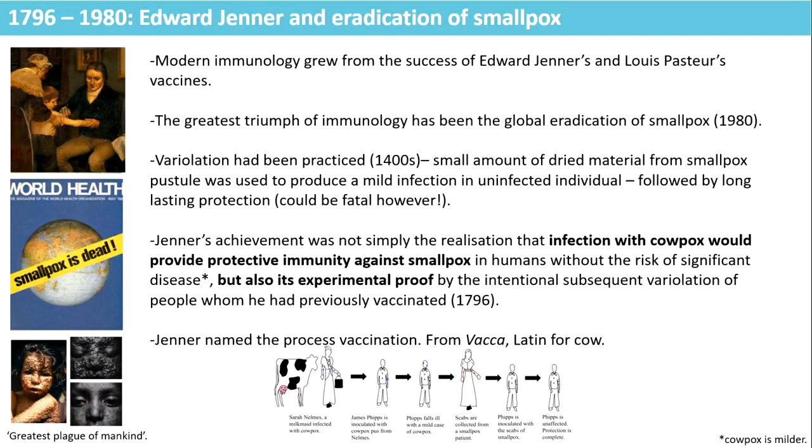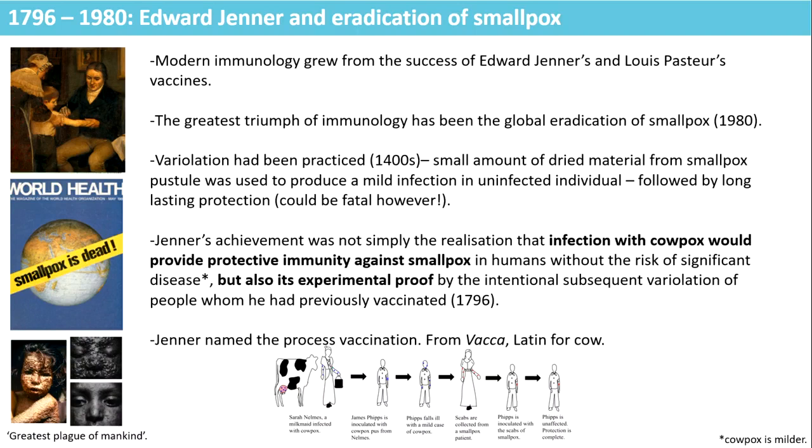If we go back now and look at the origins of vaccination, this really stems from Edward Jenner and the eradication of smallpox, and vaccination has grown out of this. Probably one of the greatest immunological triumphs was the global eradication of smallpox in 1980. It's important to recognize that immunization in one form or another has been around for quite a long time.